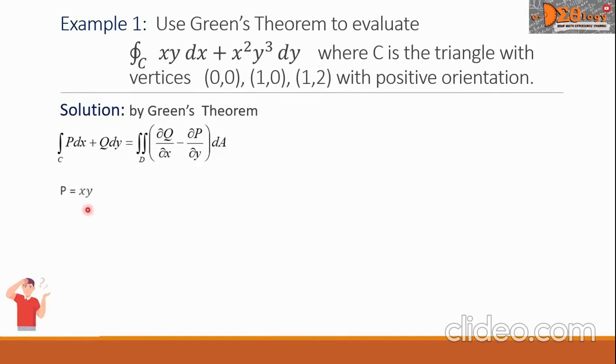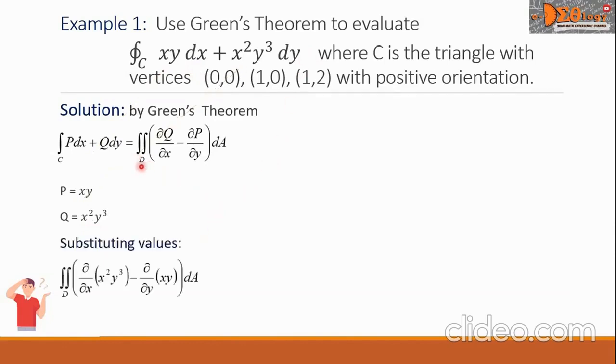Let's begin with the P, and we write here xy. This is the function with the dx. Then, we write the Q. We write x squared y cubed. This is the function with dy. Let us now substitute these values in our double integral formula.